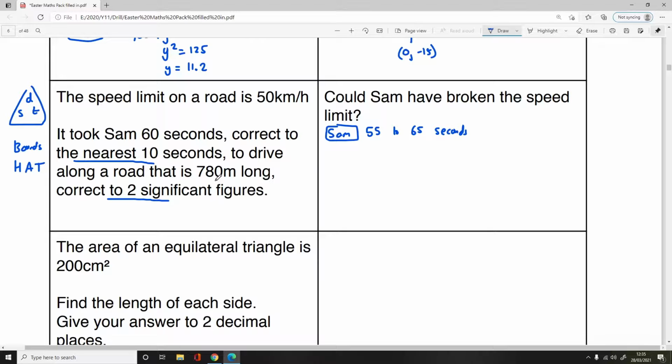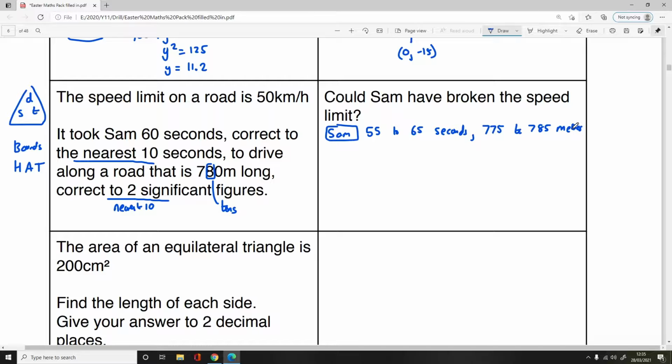Distance was 780 to 2 sig figs. So where's the second sig fig? Is the 8. This is in the tens. So again, this has been rounded to the nearest 10. If it had said 3 sig figs, we would have been the 0, that's in the ones, that would be to the nearest 1, and so on. So we add or take away 5, so 775 to 785 meters.